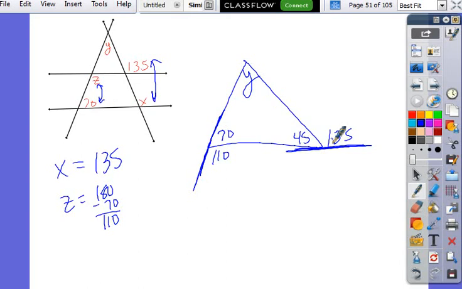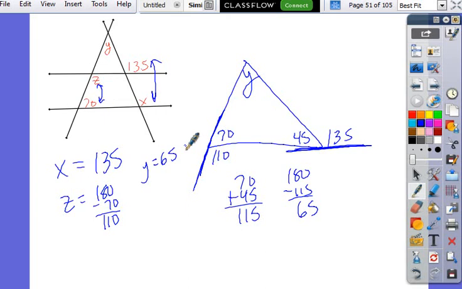What do I know about a triangle? It's got to add up to be 180. So I would say 70 plus 45 is 115. 180 minus 115 tells me that Y is 65.